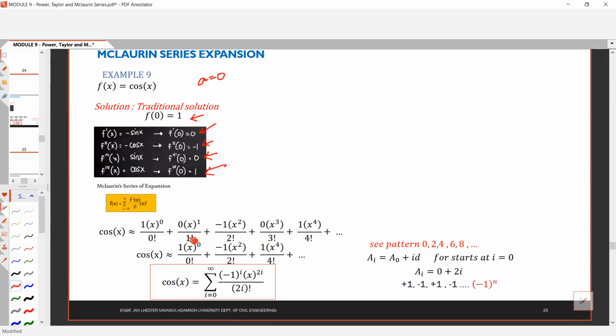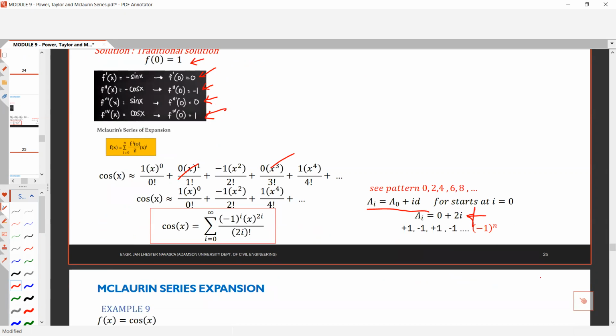Then the pattern is 0. Ito, magiging cancel to eh. Cancel, cancel. So, naging pattern na nakita mo is 0, 2, 4, 6, 8. 0, 2, 4, 6, 8, 10. Hanggang ganun. So, starting from yung formula natin, starting from I is equals to 0. So, A sub I is A sub 0 plus I d, that is simply A sub I is equals to 0 plus 2I. Okay, A sub 0 natin is 0. The first term is 0 plus 2 times I. The common difference is 2, then I. Okay, so that is your term.